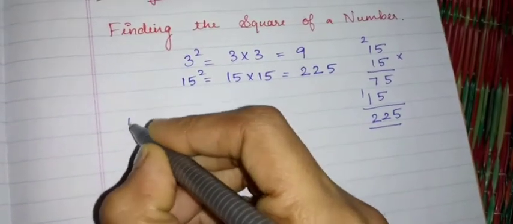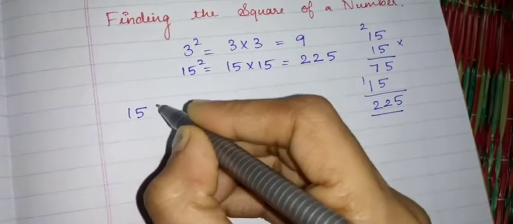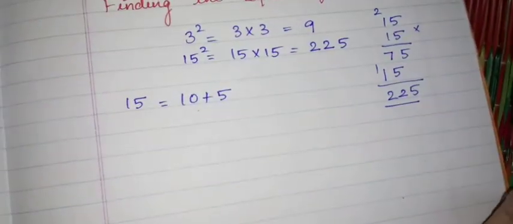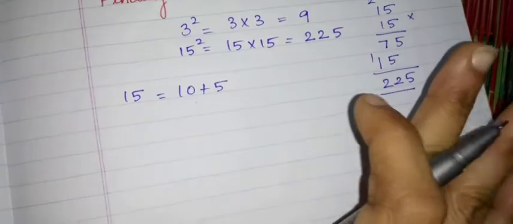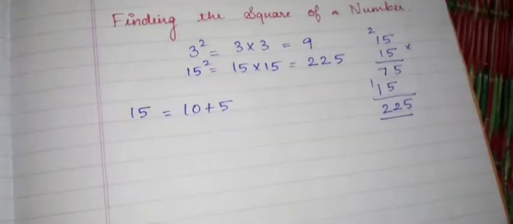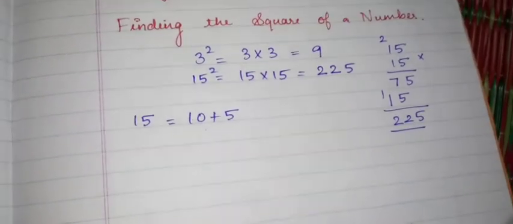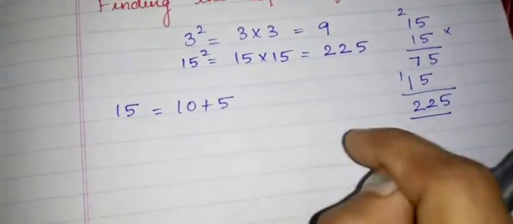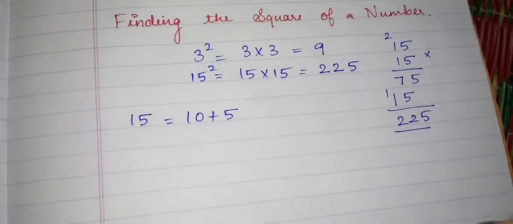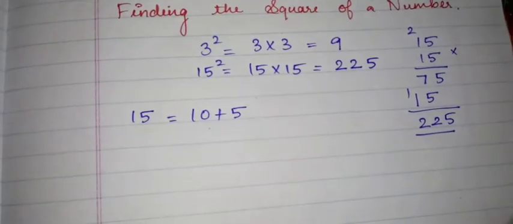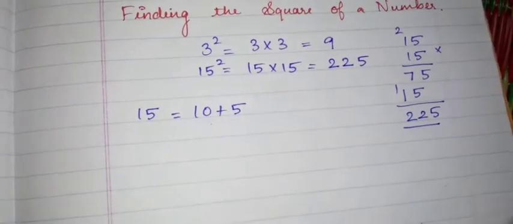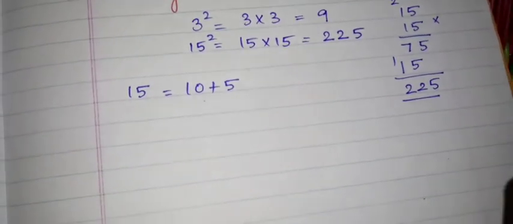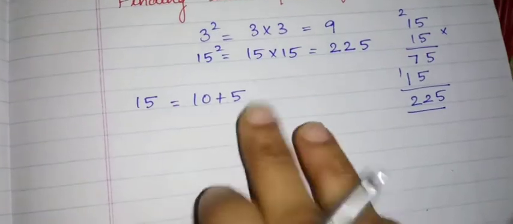So 15, how will you write it, children? 10 plus 5, is it? An easy way of writing 15 is 10 plus 5. Sometimes 8 plus 7 also you can write, but 8 is also a somewhat complicated number, and 7 is also a somewhat complicated number. But when it comes to 10, multiplication is very easy for us. That's why I am taking 15 as 10 plus 5.